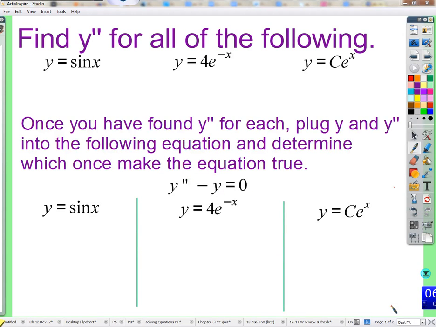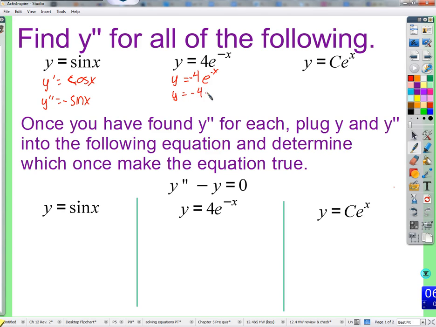So everybody seems to have found y double prime, no problem. So y prime is cosine of x, and y double prime would be the derivative of cosine, which is like a sine. And this one, we've got just a constant times the derivative of e to the negative x. Of course, we always break down exactly what we have, e to the power of whatever. And if it's something other than x, then we chain rule, multiply the derivative of negative x, which is negative 1. Okay, and then we do it again.